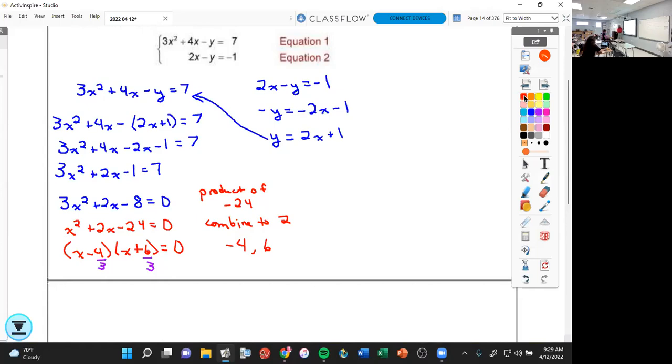Does 4 over 3 reduce? No. 4 over 3 does not reduce. So I'm going to take that 3 and pull it to the front and write 3x minus 4. Does 6 divided by 3 reduce? Reduces to x plus 2 equals 0. Folks, it's factored. Okay. So what values of x make this equation happy?